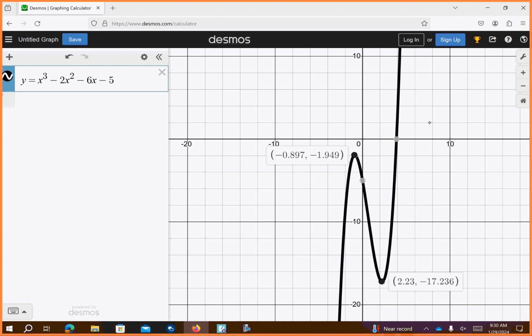They call them relative maxes and mins because the absolute max and the absolute min is negative infinity because our line's going down forever. To the left and to the right, it's going up forever. So our absolute max is infinity. But we had a couple turning points that took place on this graph.